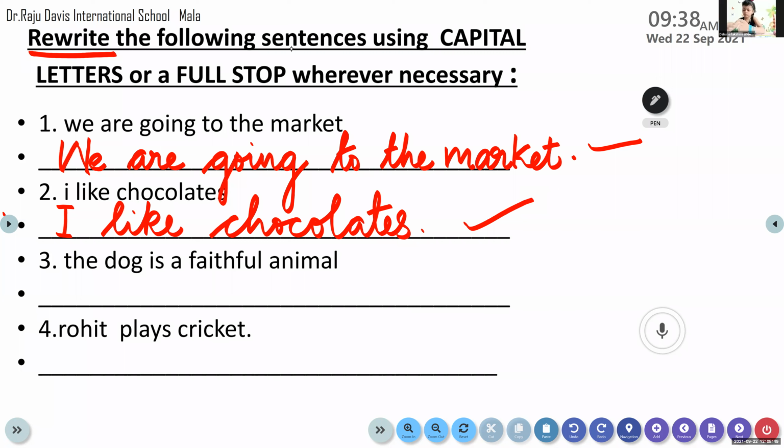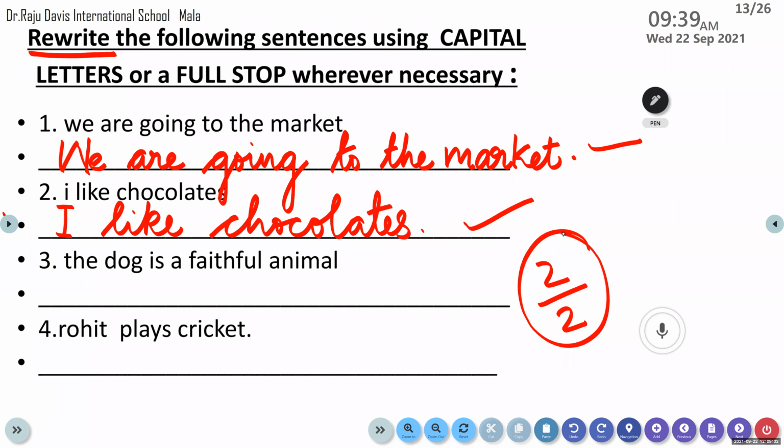Okay, begin with a capital letter, end with a full stop, and even the name of a person, Rohit plays cricket. Okay, only 1 and 2. So if your answer is right, put 2 out of 2.